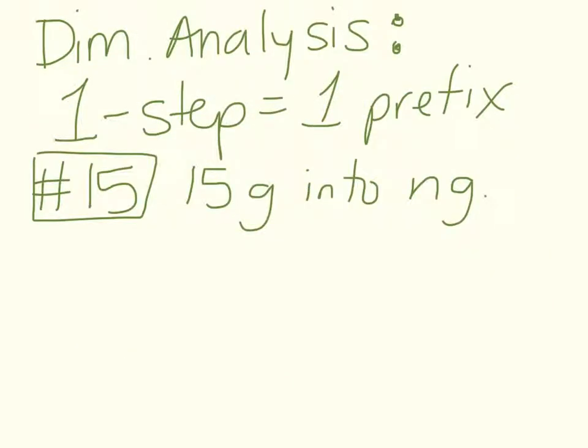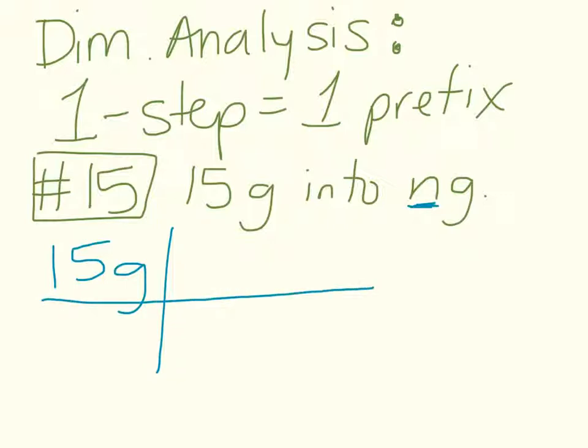Okay, so now I'm going to work out a one-step dimensional analysis problem. We're going to do number 15. Number 15 says 15 grams into nanograms. I only see one prefix, so that's how I know it is a one-step problem. So if you're going to set up your chart, we're given 15 grams. And we want to convert that to nanograms. So nanograms is the unit that is going to go on the top, and then the grams unit will come down here on the bottom. So now you need to look at your conversion chart to figure out the numbers. We're dealing with the nano prefix in this step, so we're going to look at the nano row.